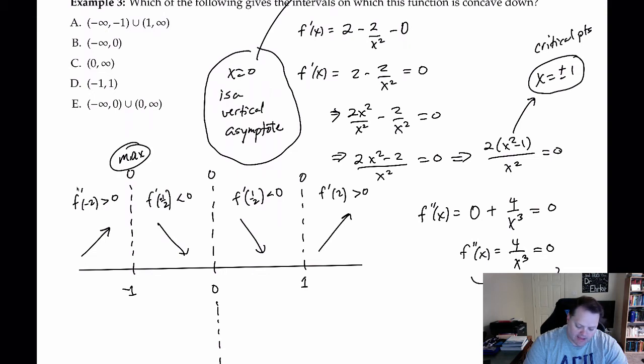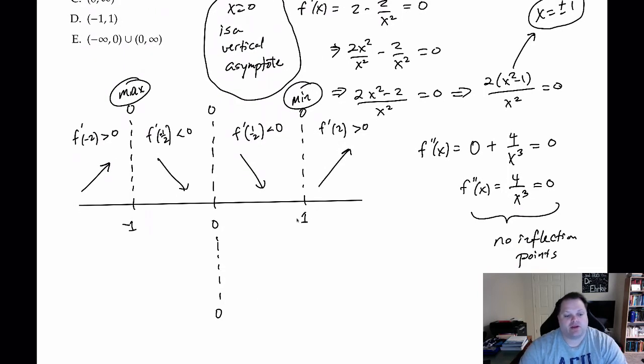We know we have a maximum at -1. There's nothing going on, max or min, at 0, because the first derivative test failed. We didn't get a change in direction here. So the asymptote at 0 is not a max or a min. And then over here we have a minimum because we changed from decreasing to increasing.